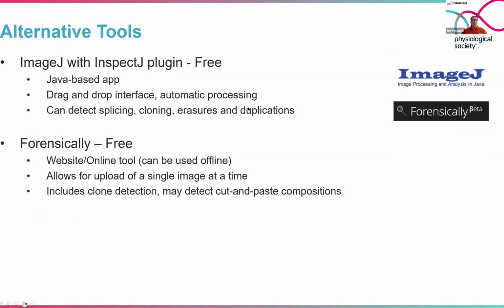And just for a couple of extra alternative tools that are free, ImageJ is a free Java-based app, so it runs on any platform. Again, it's a drag and drop interface. If you download and add in the InspectJ plugin, it's an almost automatic process. It can find splicing, cloning, erasures, and duplications. I just started using it, so I won't say much more than that.